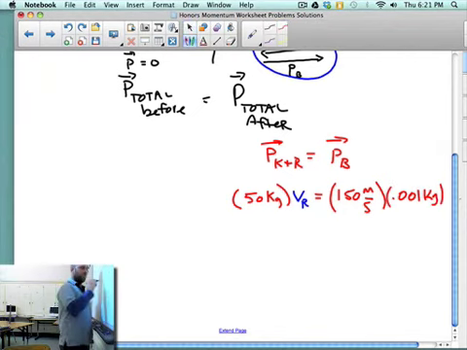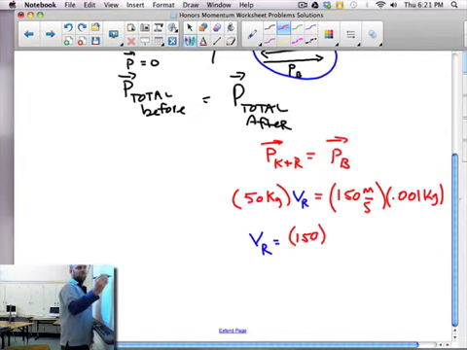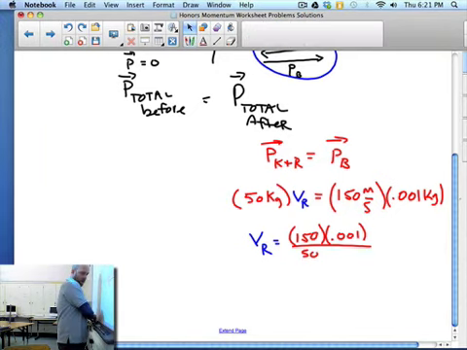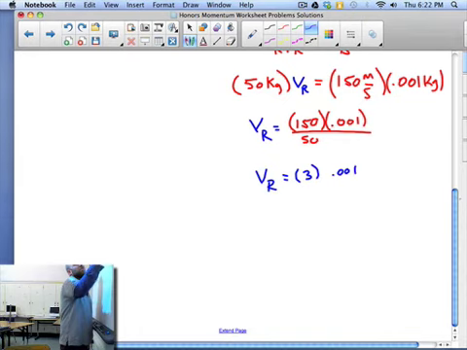So the recoil velocity of the rifle is going to be 150 times 0.001. I'm going to leave the units out to make it simpler. Divided by 50. So I can do most of it in my head right here. The velocity of the rifle is equal to, what's that, 3? So it's 3 times 0.001, because 150 over 50 is 3.